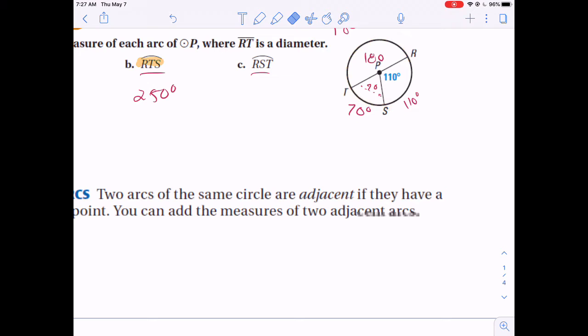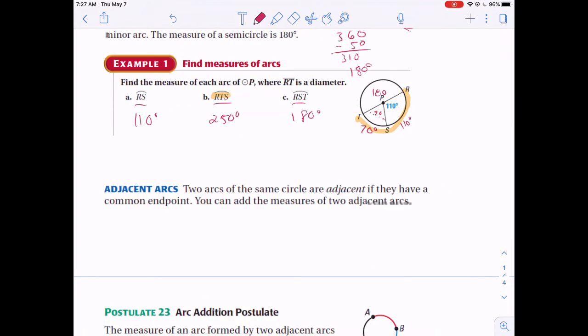Next one, they want RST. So they want R to S to T. Well, 110 plus 70 is 180. Okay, now adjacent arcs.